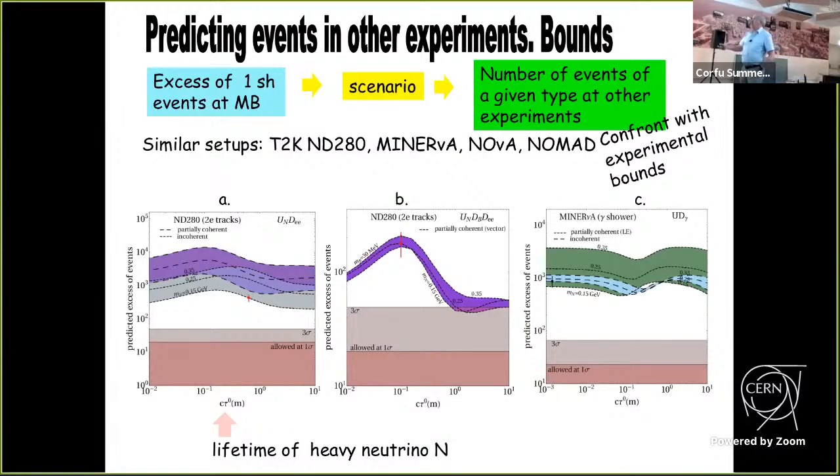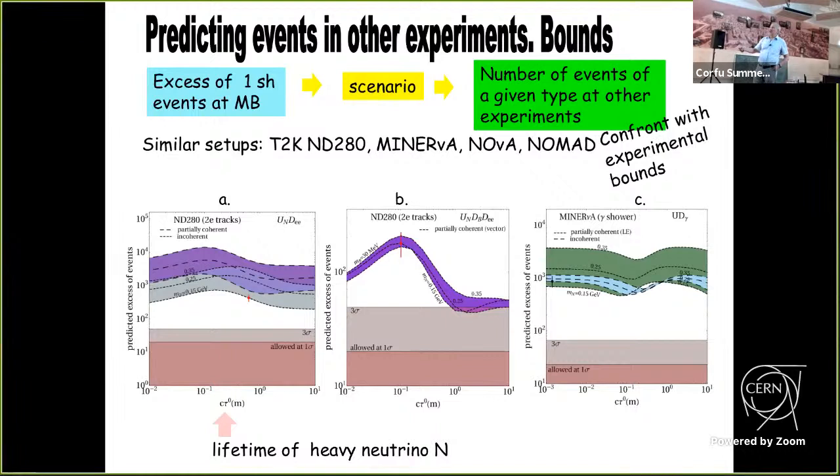Now, using this scheme, you can predict the number of events in some other experiments like T2K, Minerva, Nova, Nomad, using front detectors. And this configuration is quite close to what we have in MiniBooNE. So the way you proceed is the following. We know what the excess of events in MiniBooNE is. Using scenarios which I have described, you predict the number of events in a given experiment of a given type.